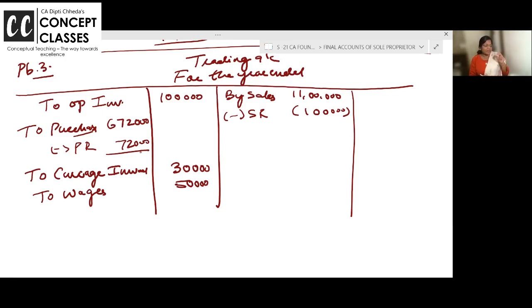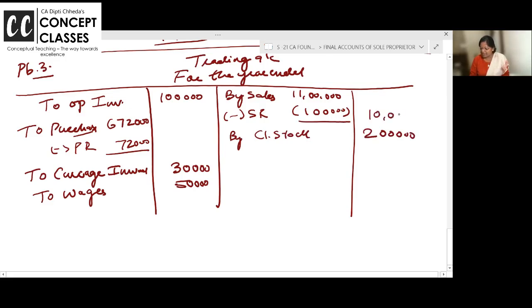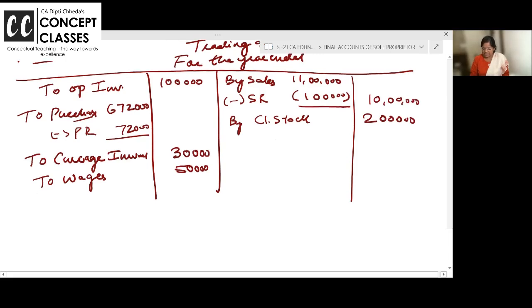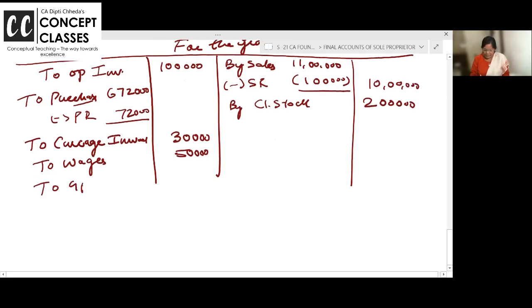So we will not take closing inventory. Okay, this is not a trial balance, just the information. So now you can say, ma'am, closing is already adjusted. This is just an open information. It's not a trial balance. So closing stock, we will write it on the credit side, and that is 2 lakh. Take your sales as 10 lakhs. And take GP now.